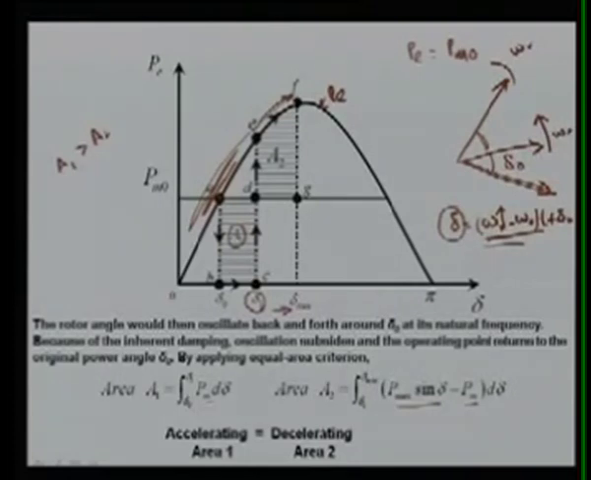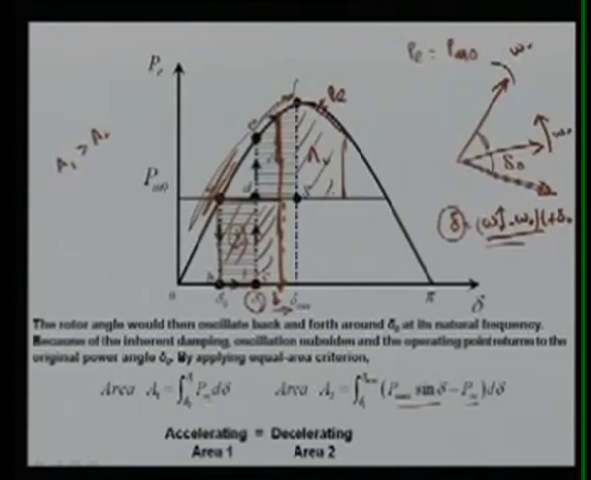This is F. Let's suppose the fault is cleared at this point. What will happen? This area goes up to here, and once the fault is cleared, it will follow here and then go up to here. Now area A2 will be this much, so still your system is stable.